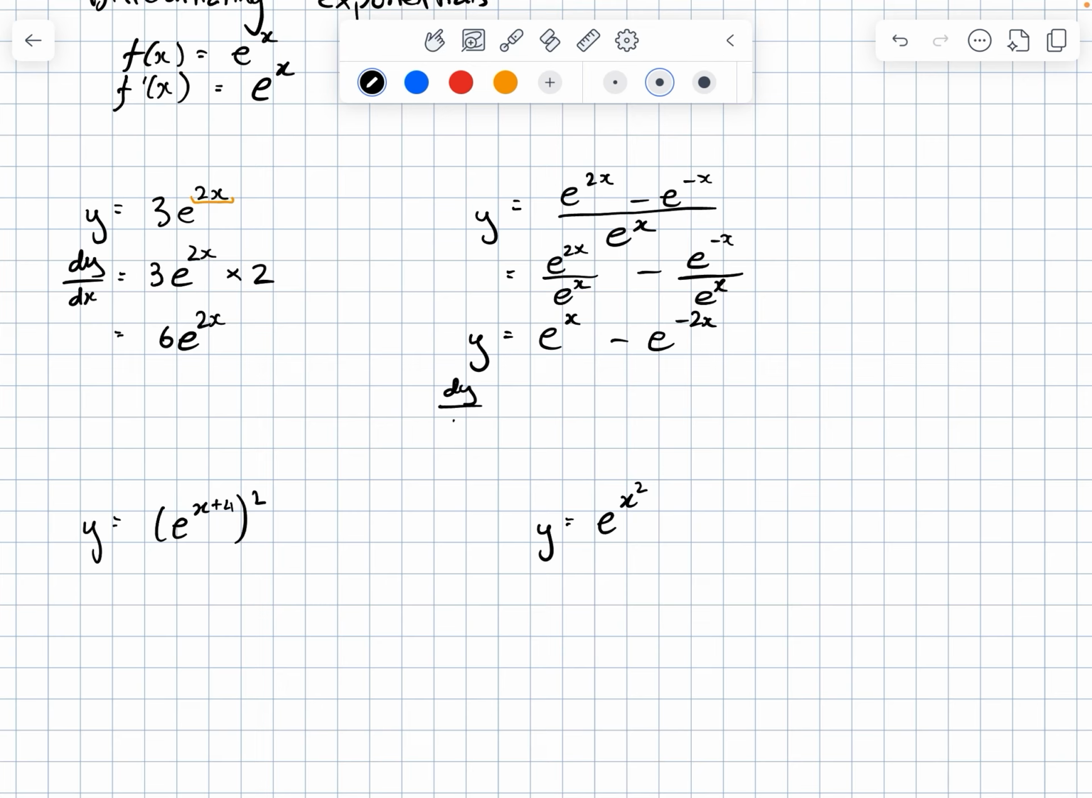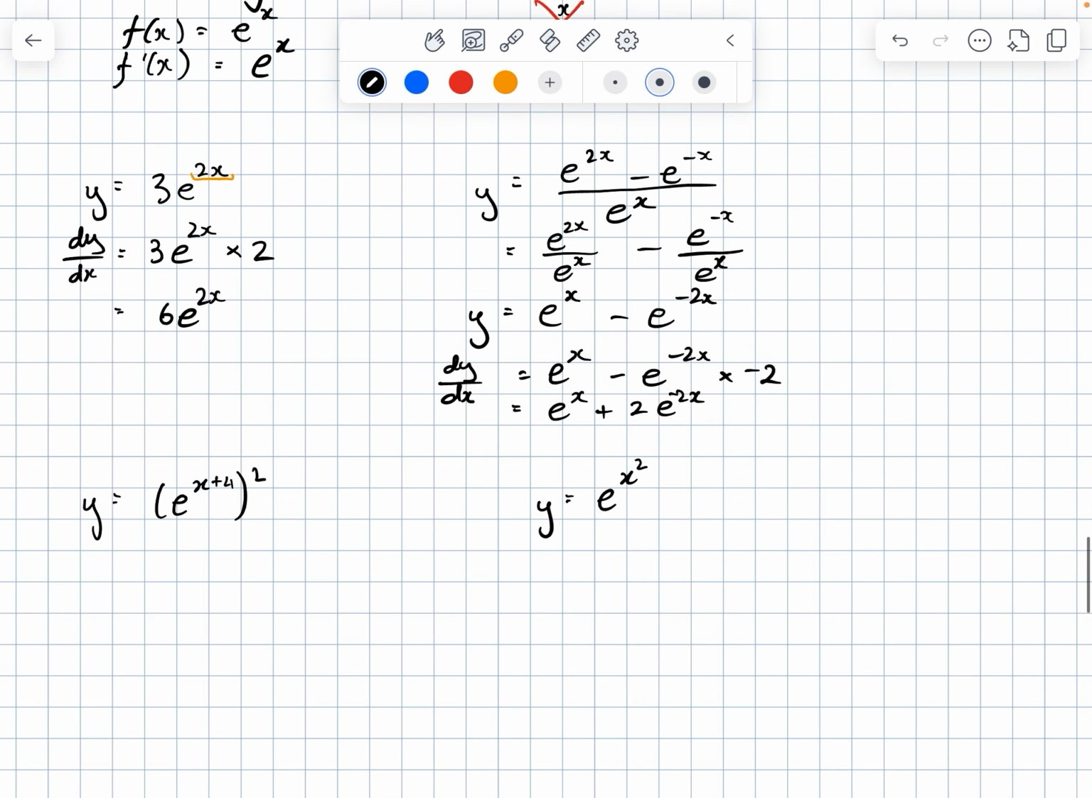which we can differentiate. E to the power of x differentiates to e to the power of x, and this one we're going to rewrite it exactly as before, and then times by the derivative of the power, times by negative 2. That gets us to e to the power of x plus 2e to the power of negative 2x.